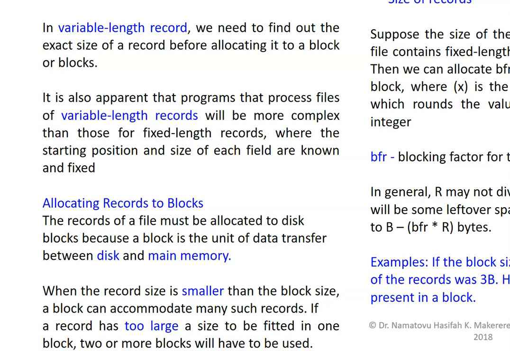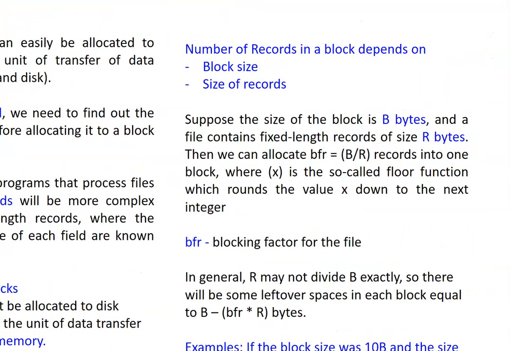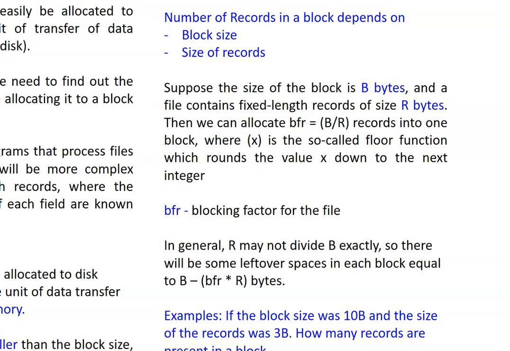When the record size is smaller than the block size, a block can accommodate many such records. In other words, if you have very small records, the block can have as many records as it can handle. If a record is too large to fit in one block, you may have to use more than one or two blocks to store that record. So the number of records on the block depends on the block size.